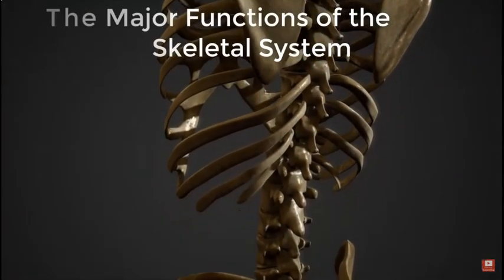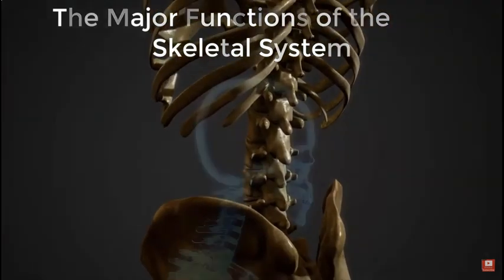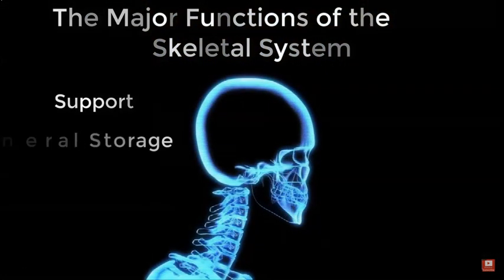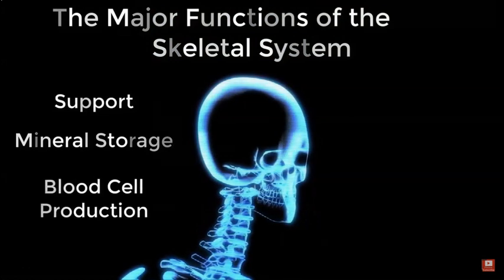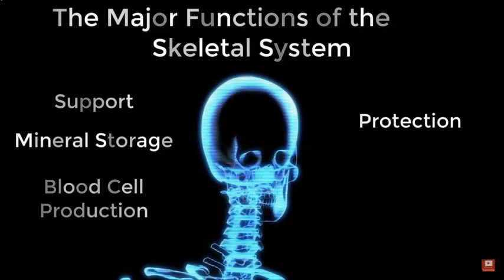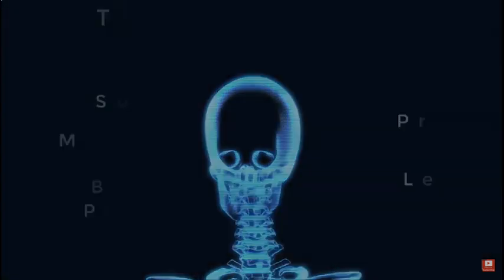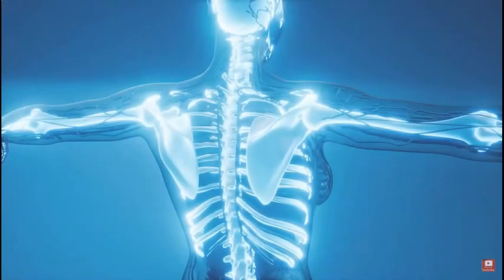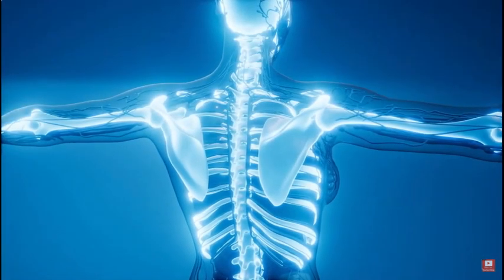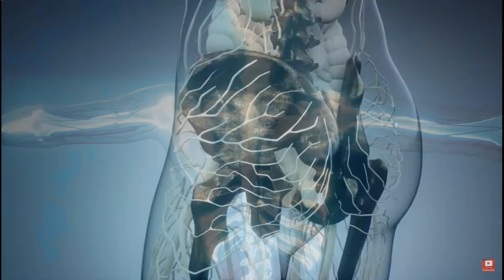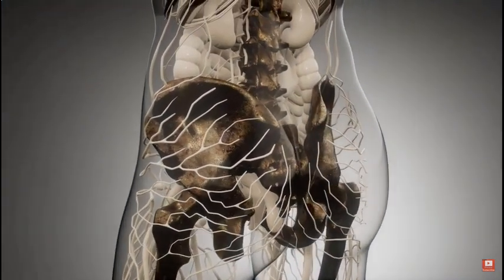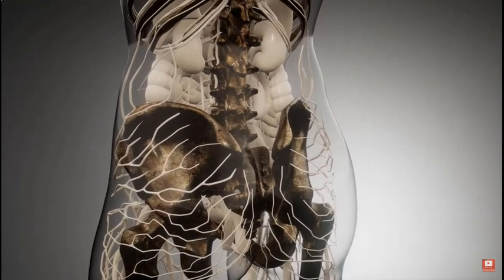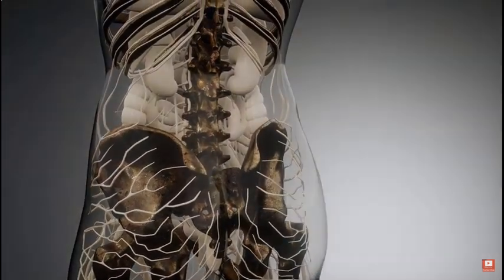The major functions of the skeletal system include support, mineral storage, blood cell production, protection, and leverage. Support. The skeletal system provides structural support for the entire body. Individual bones or groups of bones provide a framework for the attachment of soft tissues and organs.